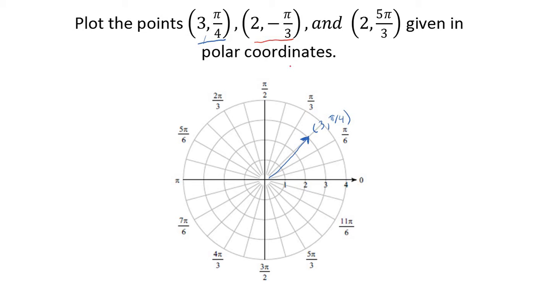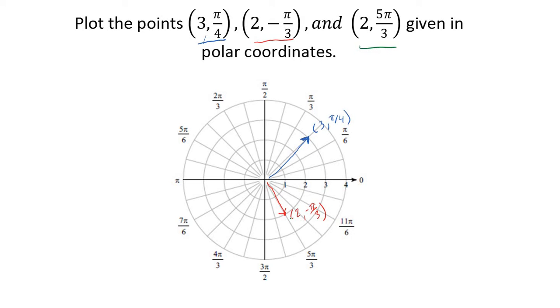2, negative pi/3. Well, negative angles go the same way we've been working, so negative just means it would go down. And so negative pi/3 would be right here, same as 5pi/3, and it's 2 now. So 1, 2. So it's going to be right in here. And if we connect that, that would be the point 2, negative pi/3.